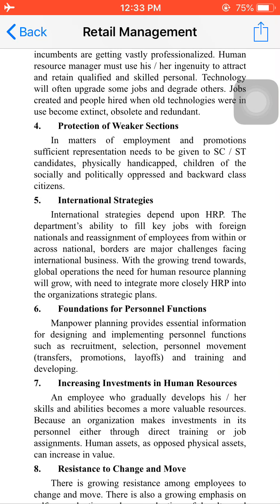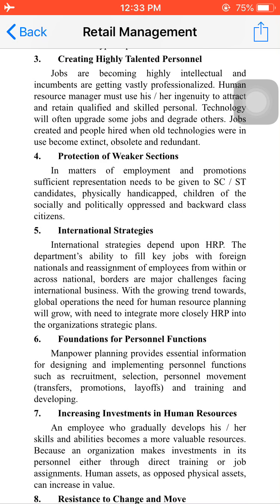These associations all started to get the backward community or backward people proper welfare as well as development. These things have been started for the development as well as the welfare of them. So the next point is international strategies.